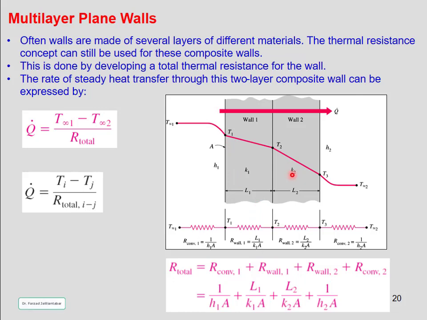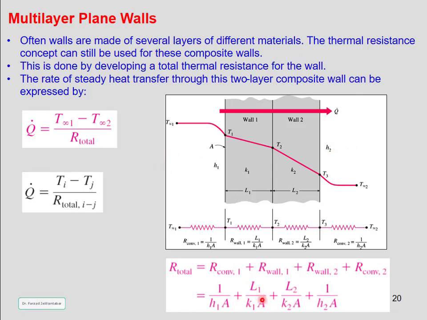For material number 2, again L2 is the thickness of material number 2, and K2 is the thermal conductivity for part 2 of the wall, and A is the heat transfer area. And the convection thermal resistance at the right side of the wall is 1 divided by H2A, which is related to the fluid at the right side of the wall.